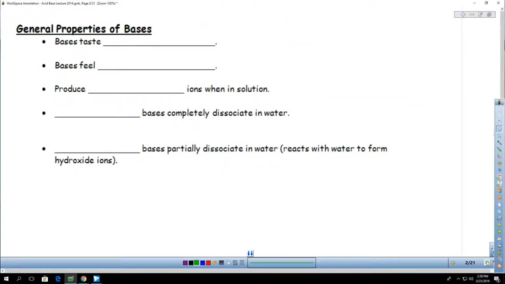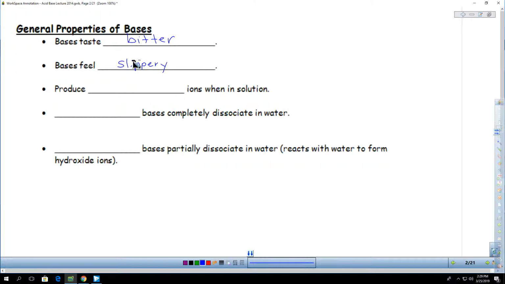Now, bases, again, not that I would taste them, but maybe we'd say bitter. They do tend to feel slippery. But again, a laboratory test would not involve me dunking my hand in a solution to be like, oh yeah, it's a little bit greasy, it's a little oily, it's a little slippery, it must be a base. Probably not the best choice.